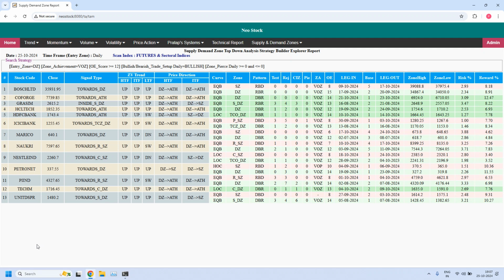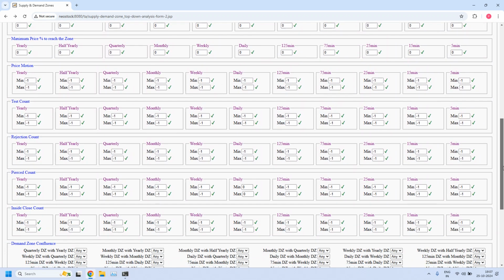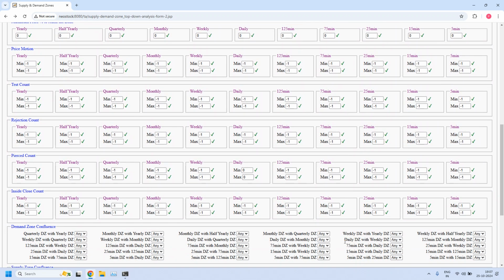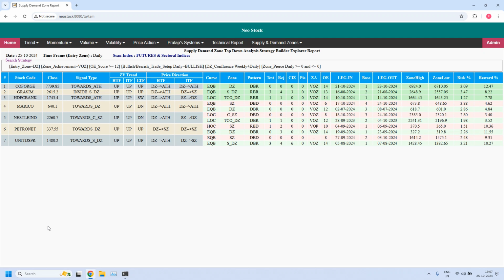Let's find them based on ITF confluence, later LTF, ITF, HTF. So ITF confluence, that is a daily and a weekly demand zone confluence. I am enabling the filter daily demand zone with weekly demand zone confluence. And with this we got 7 stocks. Out of 13, these 7 stocks are having high probability.